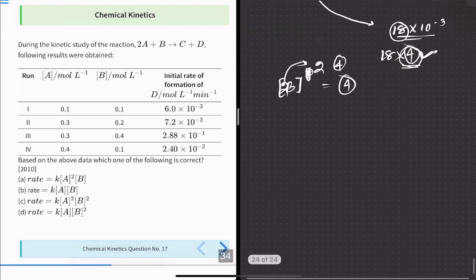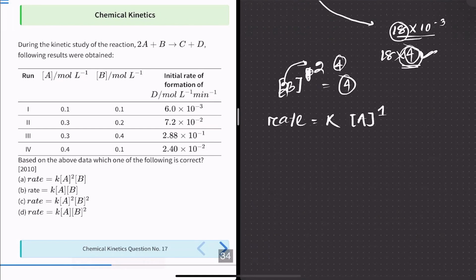So we are getting the rate of the reaction finally as k A to the power 1 and B to the power 2. So option D is correct. Okay, so let's end this here.